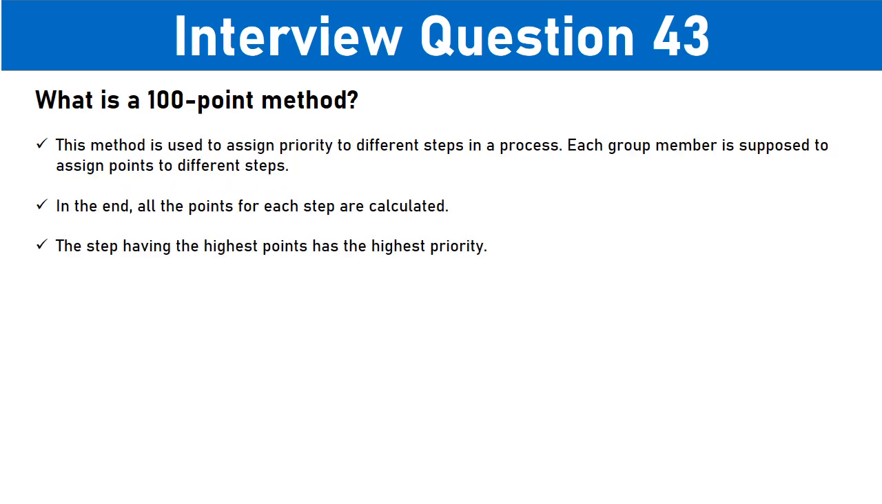Interview question 43. What is the 100-point method? This method is used to assign priority to different steps in a process. Each group member is supposed to assign points to different steps. In the end, all the points for each step are calculated. The step having the highest points has the highest priority.